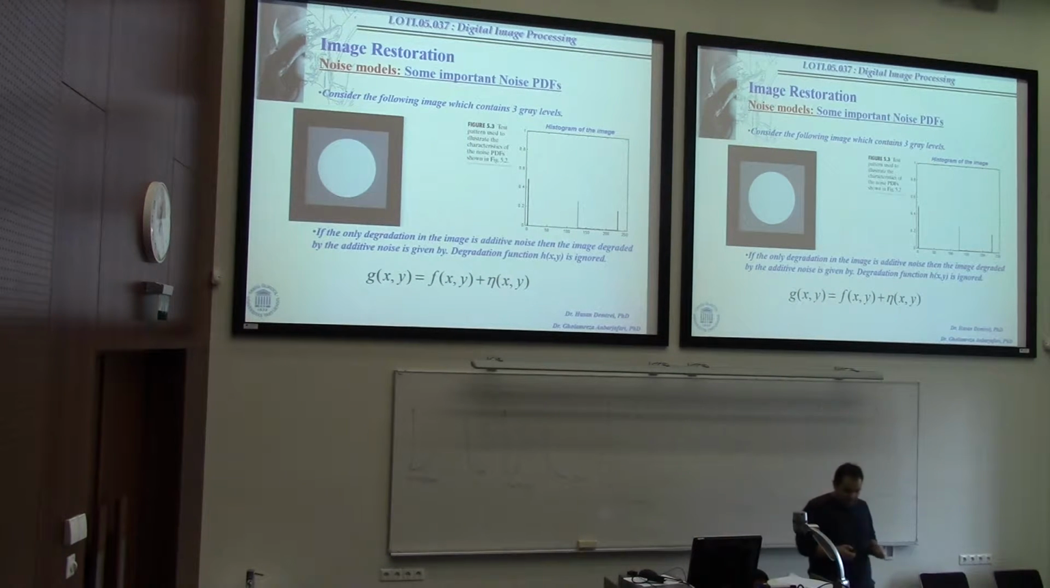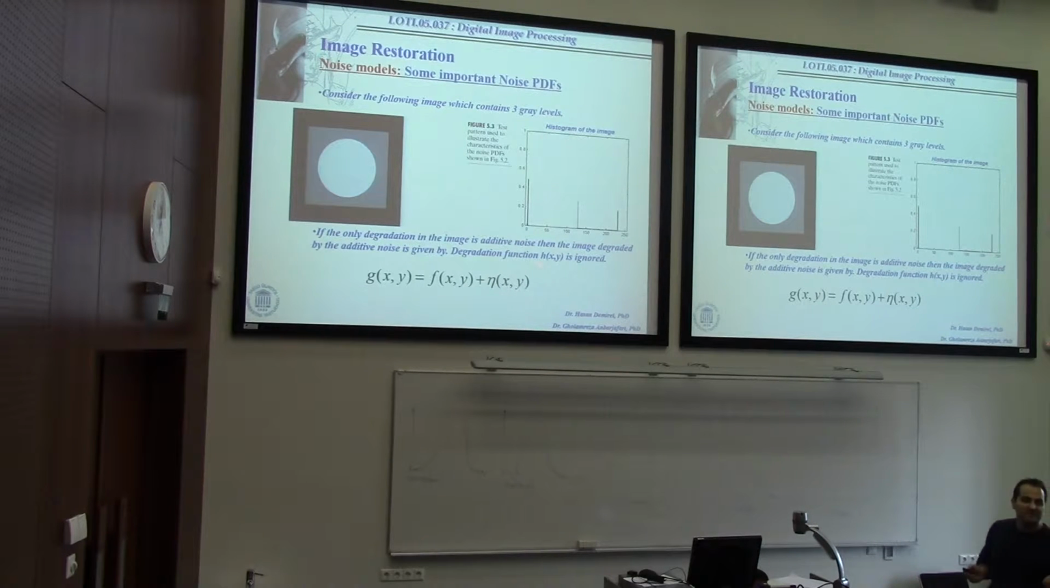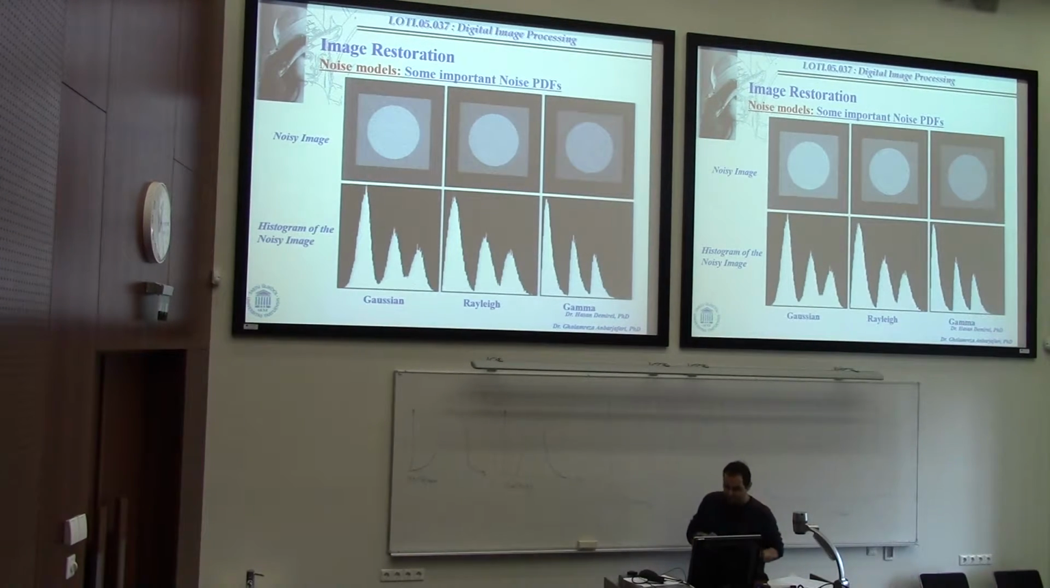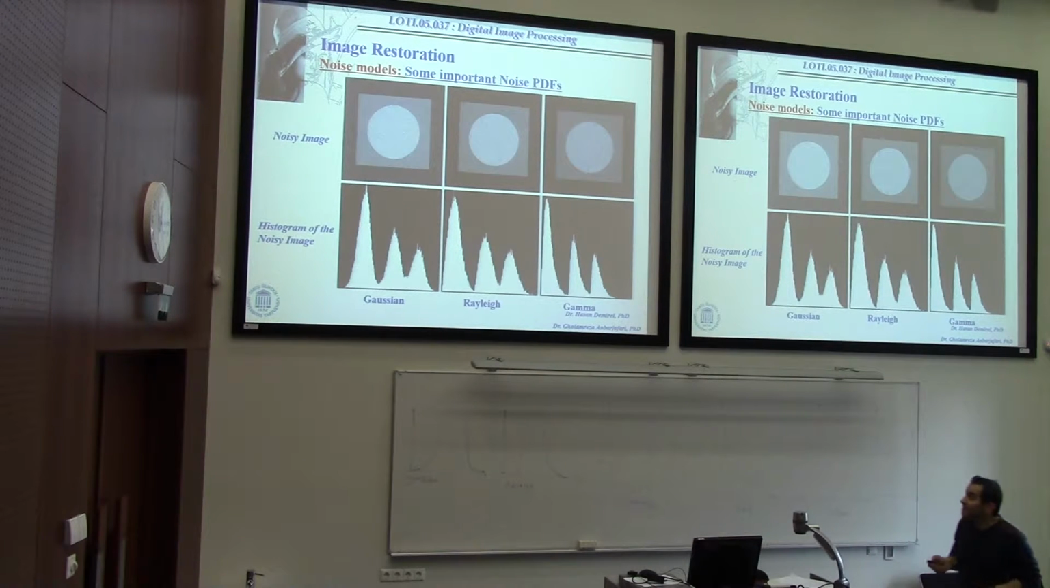And also, if we assume that for the degradation function we use just some noises, it means that we just add some noises to the image, but we don't use any degradation function to degrade the image. We just have some noises in the image. Now, we can easily see, for example, we have some noisy image, and here we have the histogram of the image. And you can easily see the histogram of the noisy image.